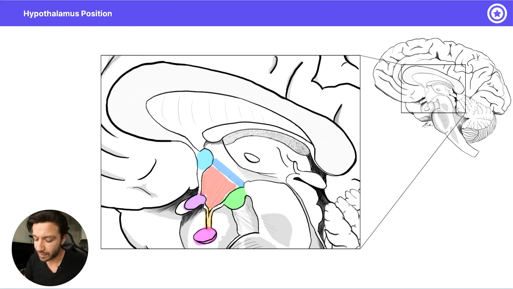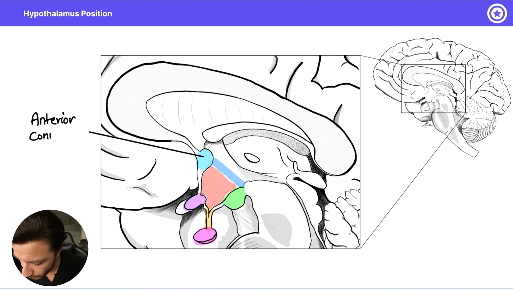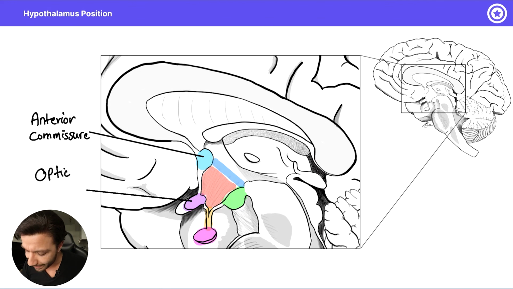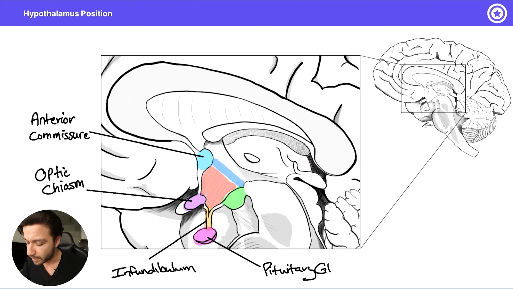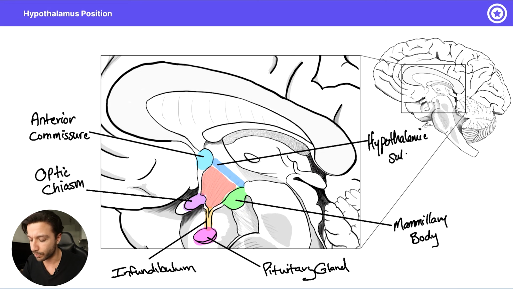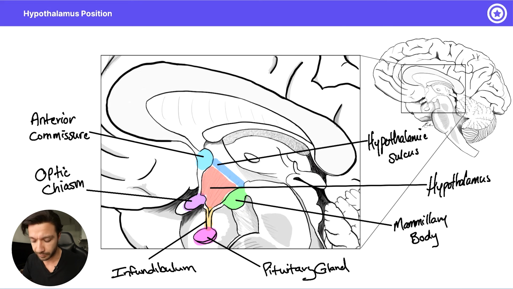So let's just get these labeled. We have the anterior commissure, the optic chiasm, the infundibulum, the pituitary gland, the mammillary bodies, the hypothalamic sulcus, and of course the hypothalamus itself. Now that we've identified all the structures of the hypothalamus, let's take a look at it on a brain scan.